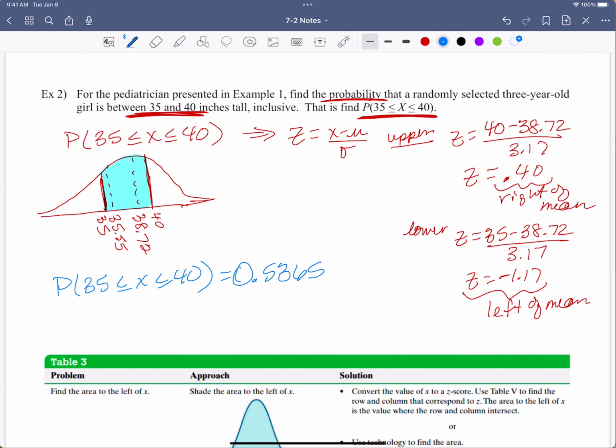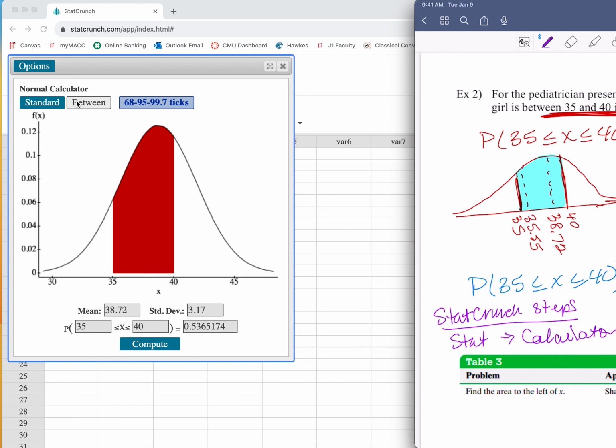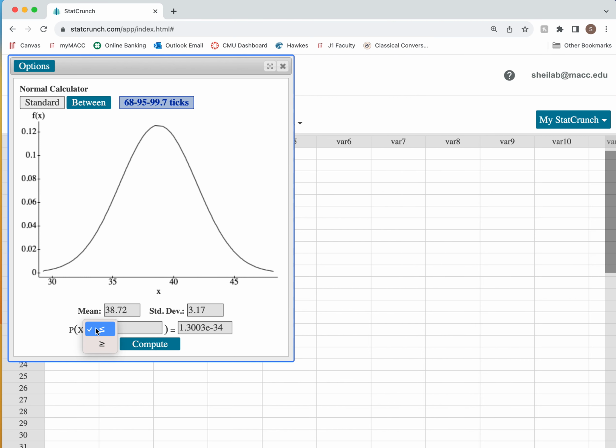I didn't put the steps on the previous example, so I'm going to put them on this one over here. StatCrunch steps: you're going to do Stat, Calculator, and then Normal. And then you put all the info in. Stat, Calculator, Normal. Then you decide, is it less than, greater than? Is it between? Here are my choices for between, the standard, if it is less than, if it's greater than, if it's going to be to the right, or just to the left. It just depends on what it's being asked.